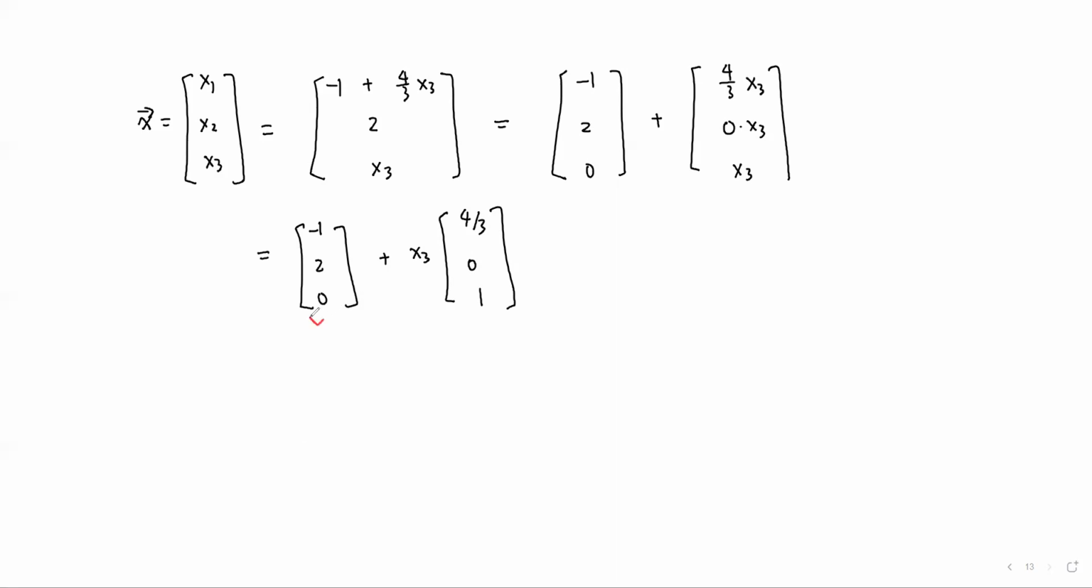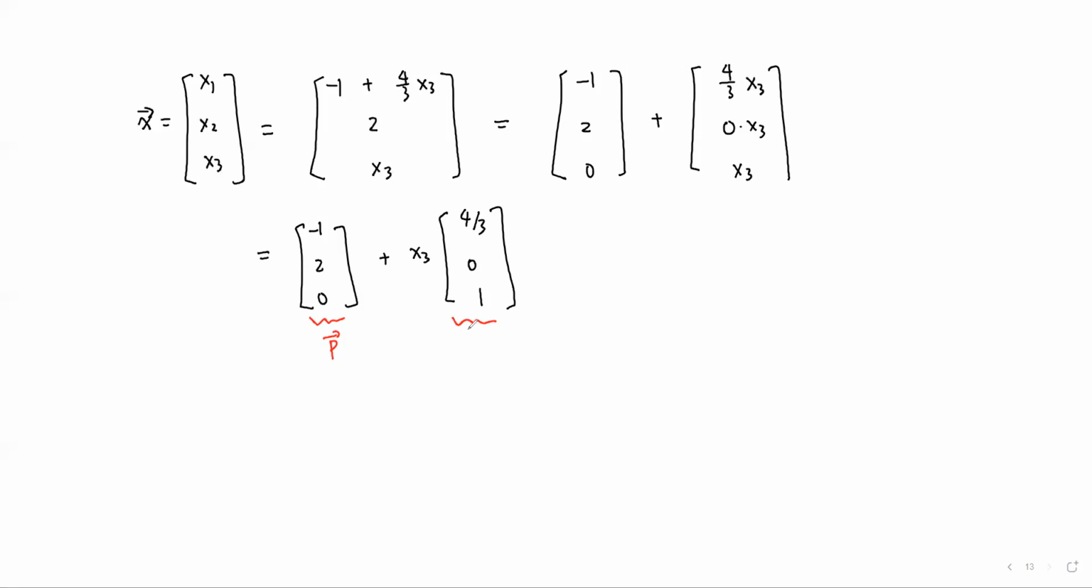Let me give a name: P. P means particular. This vector actually is a solution of the linear system. How? x3 is a free variable. When I set x3 to 0, then I see P, this vector, is a solution of the linear system. So I use P, meaning a particular solution. How about this vector?